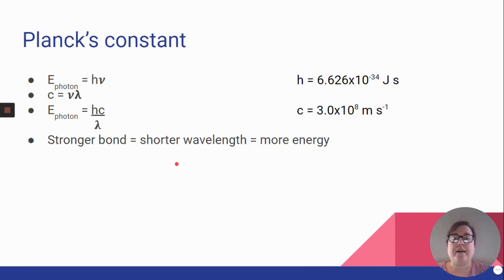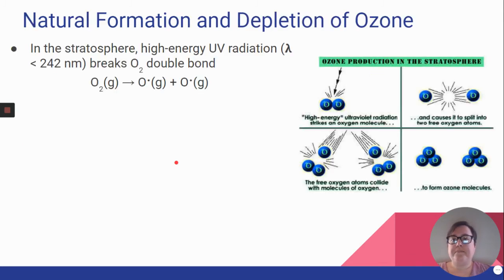Now, how do we know what the wavelength is for the UV in order to break the bonds? We use Planck's constant. We did these formulas last year. We're not going to do any of this math this year. What's important to know is that the stronger the bond is, the shorter the wavelength is needed, because the shorter the wavelength means the more energy that wave has. So when we say oxygen is a stronger bond, oxygen is going to need a shorter wavelength than ozone needs in order to break the bond itself.